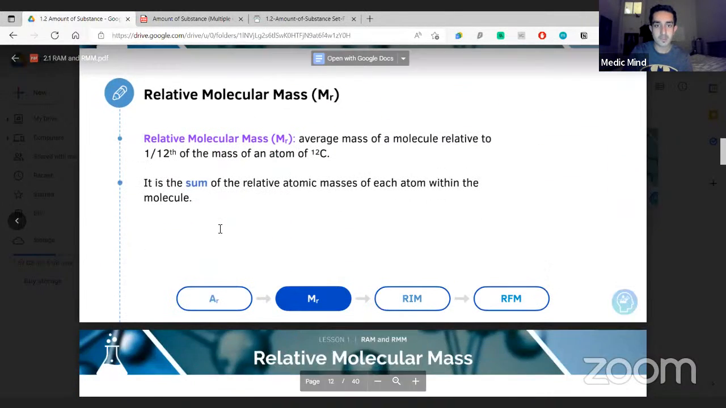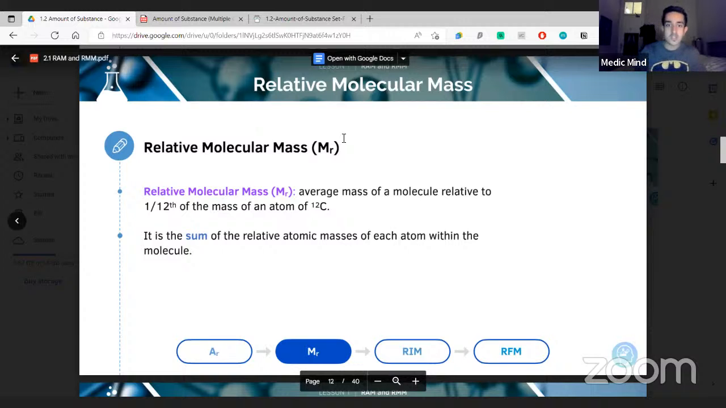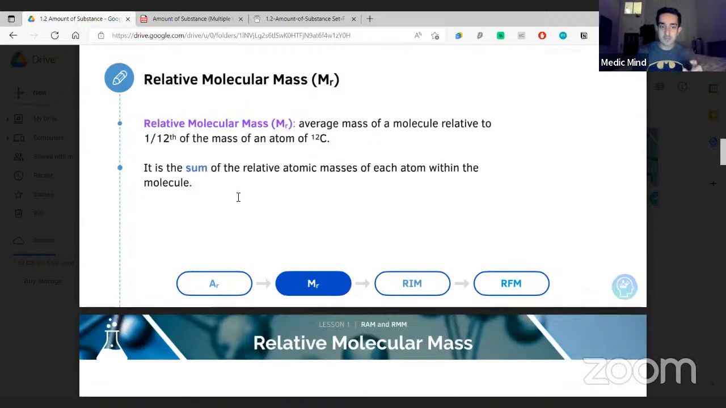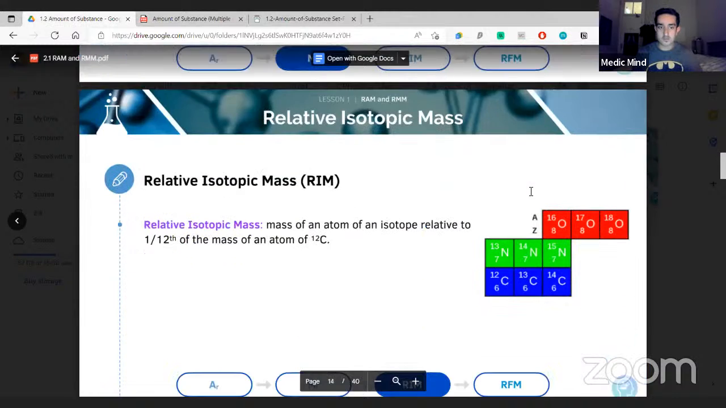That's important to note. Relative molecular mass is the average mass of a molecule relative to 1/12 the mass of an atom of carbon-12. So rather than the mass of an atom of an element, you have the mass of all of the elements that join together to make this molecule, and 1/12 of that is the relative molecular mass. So for nitrogen, N2, chlorine, Cl2, O2, those are all molecules.